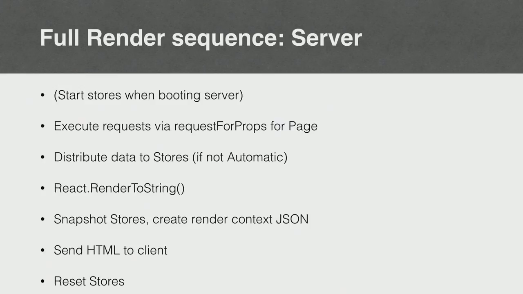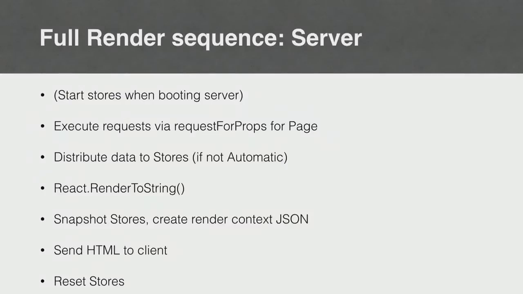After we've identified what page we're going to render, we look at its request for props method, and we execute all the requests that the page declares. And on the server, we execute those requests, and we wait for all of them to finish before we go through and render. The data needs to be distributed to our stores, but with our setup, that happens automatically. Once the data is in the store, we can render to string with React in the very same way as we would do on the client, because all the components can request the data from stores as they do in a Flux pattern.